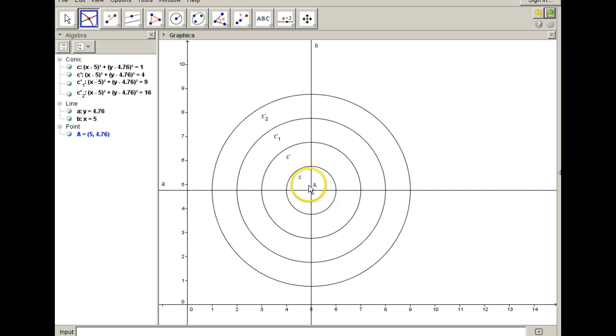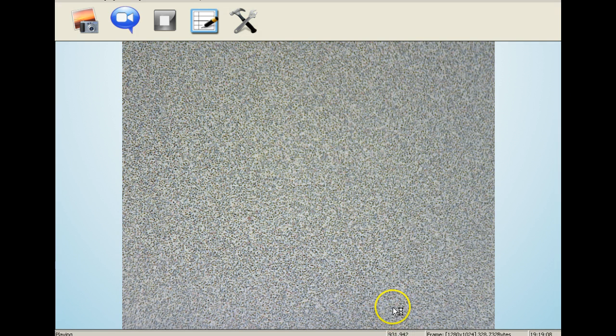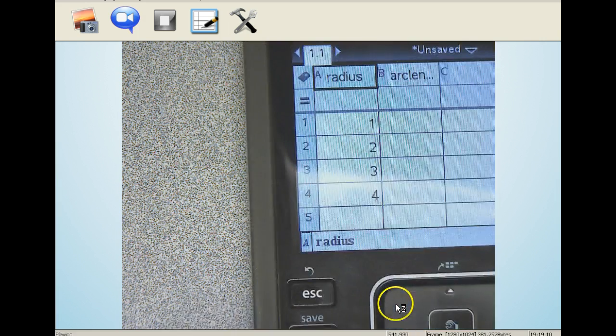And then I constructed perpendicular lines. This one was parallel to the y-axis. This was parallel to the x-axis. So they met at point A and they form 90-degree angles, right? And then what I did was I marked all the points of intersection for those. Okay? And basically, I went into my calculator now and I made a little table.